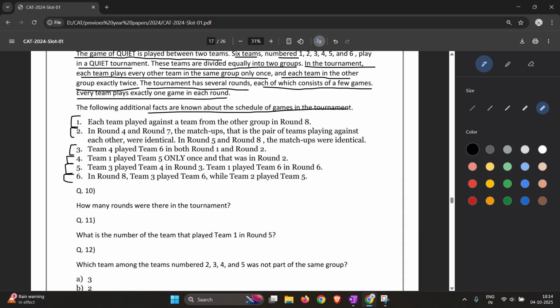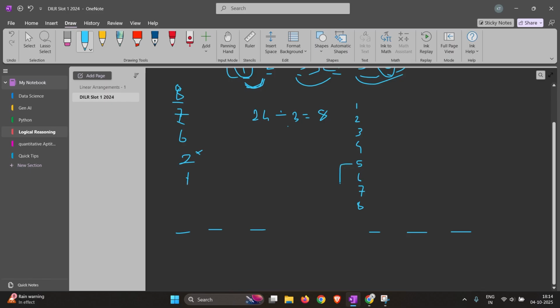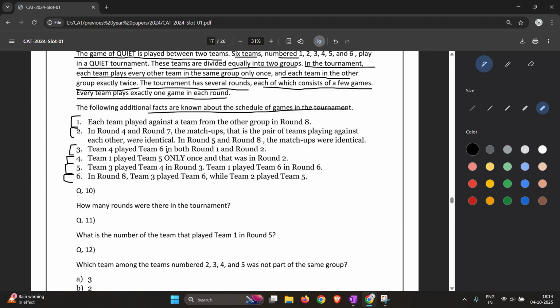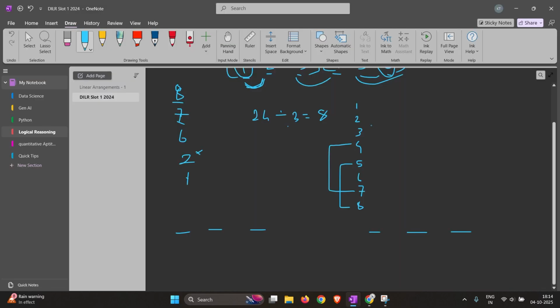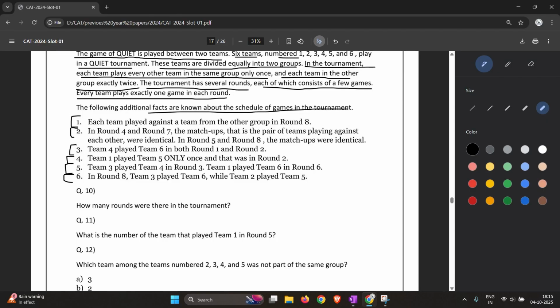In round 4 and round 7, the matchups, that is the pair of teams playing against each other, were identical, and in round 5 and 8, the matches were identical. Team 4 played Team 6 in both round 1 and round 2. Now we know that 4 and 6 are in different teams. Why? Because they played two matches with each other, and if they were in the same team, they could not have played two matches with each other.